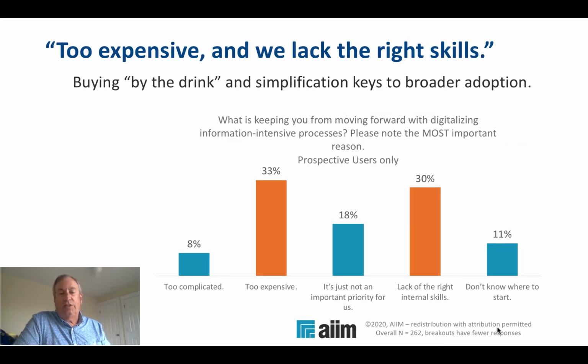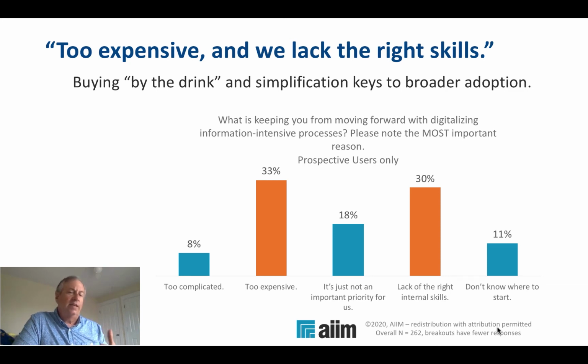So this question, I think, for potential users only, we ask this, is what's keeping you from moving forward? And so when you think about this, the two things that pop up immediately, the orange bars on this chart, first of all, that these solutions are viewed to be too expensive, and that secondly, that they lack the right internal skills to proceed forward.